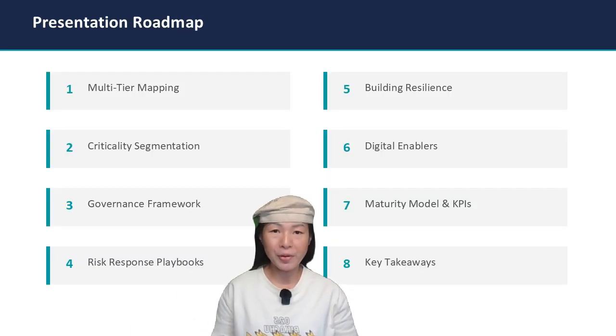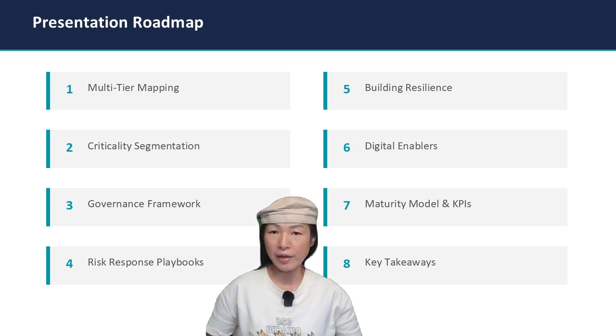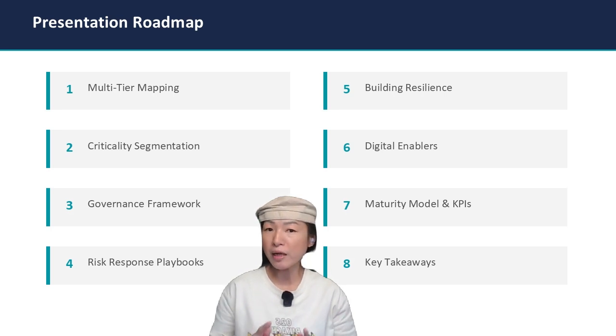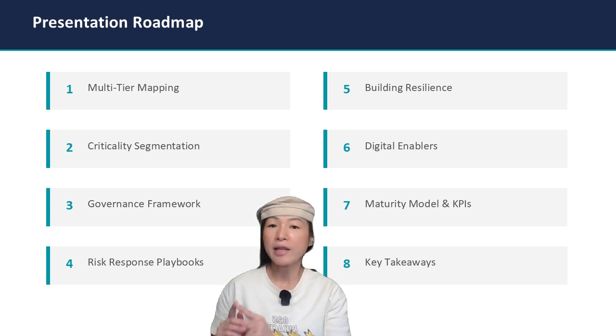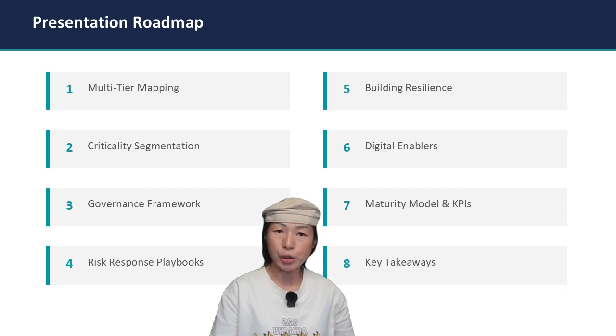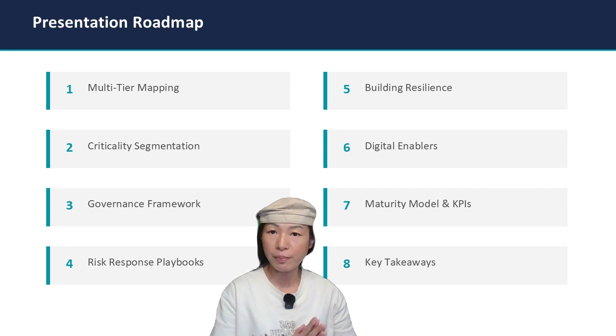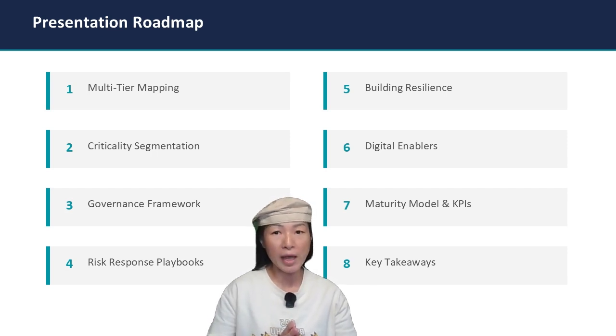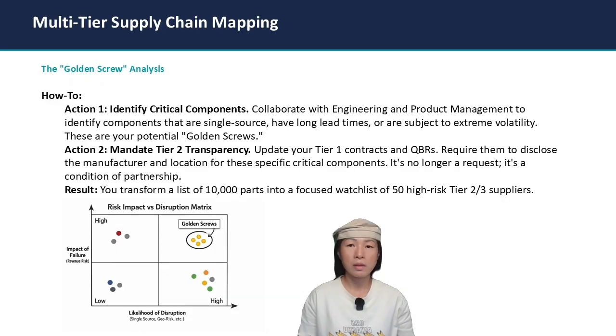Here's our roadmap. We will cover 8 interconnected areas, starting with the foundation of multi-tier mapping, moving through criticality segmentation and governance, then into risk response playbooks, resilience strategies, digital enablers, and finally, how to measure maturity and success through KPIs. Each section builds on the previous one to form a complete operating model for managing Tier 2 and Tier 3 supplier risks.